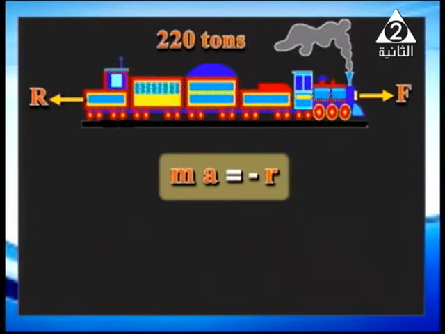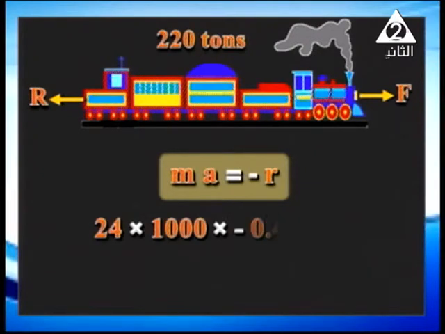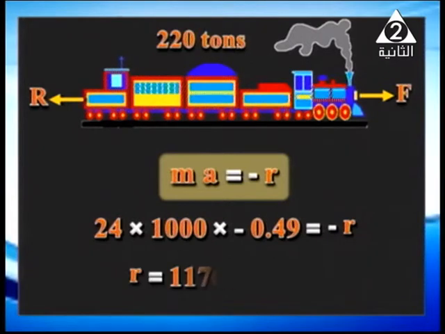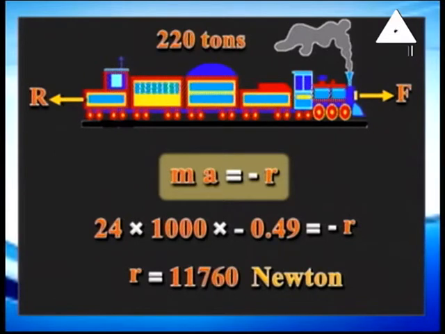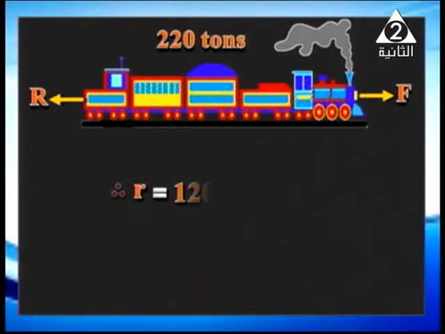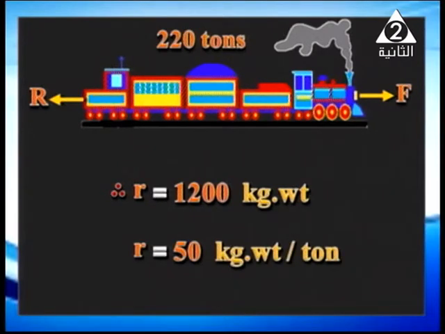Negative r. By substitution, to find the value of r equals 11,760 Newton. Therefore, with kilogram, r is 1,200 kilogram weight, or per ton, r equals 50.